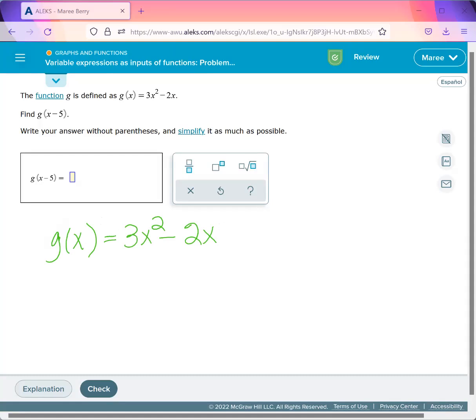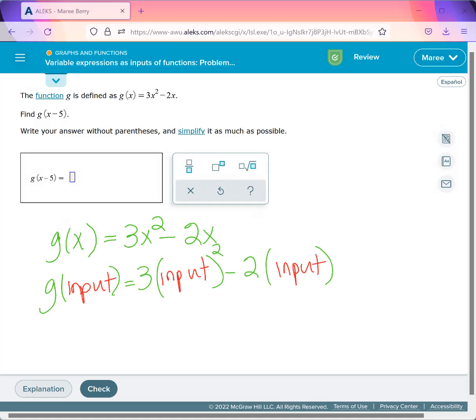So if we use color, we have g of, and right here we're going to have our input, and then we're going to put equals 3, and here we'll have our input, minus 2, and this is input squared. So we're going to put our input in each of those. So we have the entire equation for the function g.